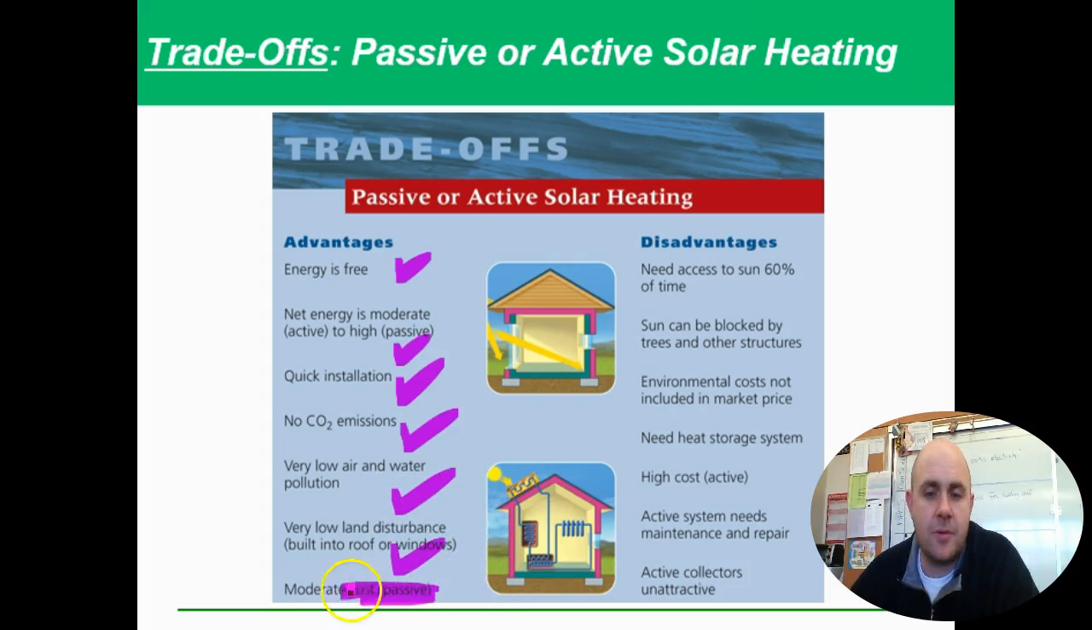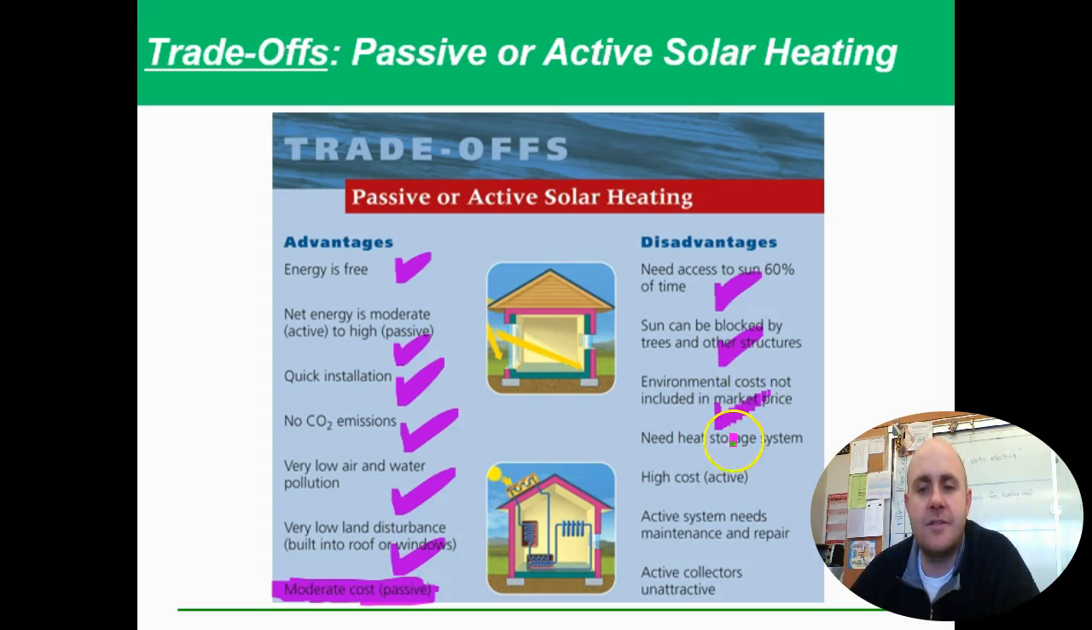The cost can be a little bit troublesome. When building buildings a certain way, it costs a little more. When adding photovoltaics, it costs a little more. So those are some issues, but not extremely high. You need access to sun quite often, which is tricky in some locations. The sun can be blocked by things outside of the house, like trees and mountains and things like that.